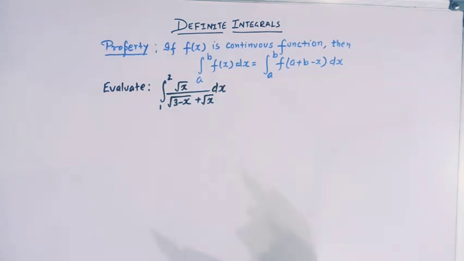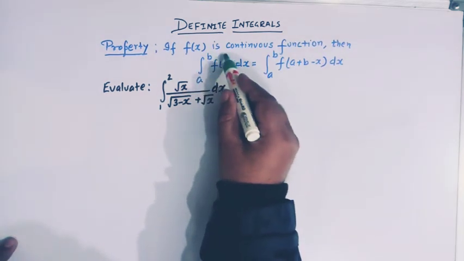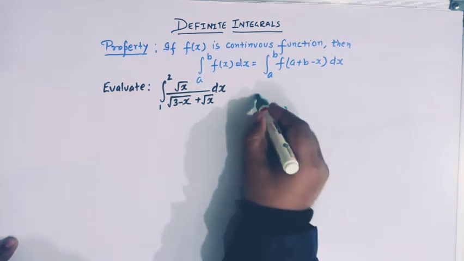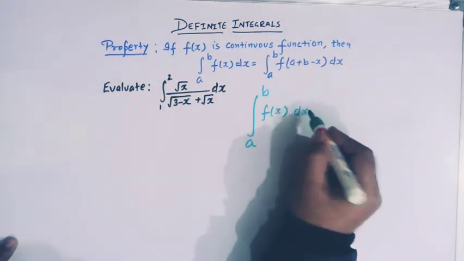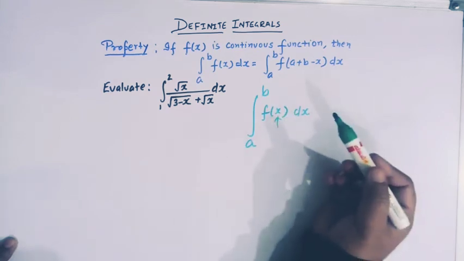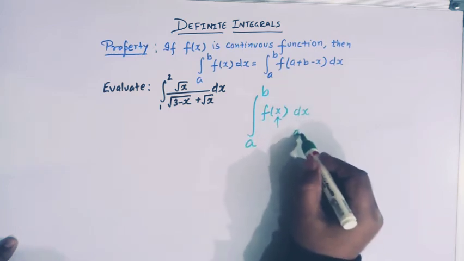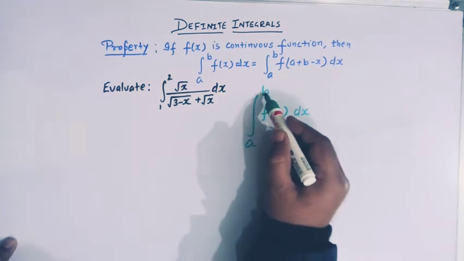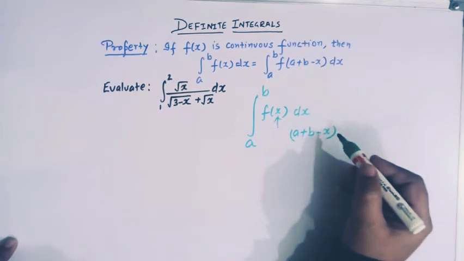What we do basically is, we are given some function f of x, and we have to integrate it from a to b, and we replace this variable x by a plus b, that is the sum of the lower limit and upper limit, minus x, in the next step.